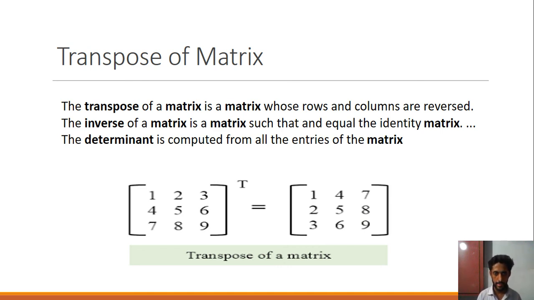You can see that in the example, 1, 2, 3, 4, 5, 6, 7, 8, 9 whole transpose, T is the sign of transpose, is equal to: now 1, 2, 3 is a row, it is converted into the column 1, 2, 3 here, and the other row 4, 5, 6 is converted into a column 4, 5, 6, and the row 7, 8, 9 is converted into the column 7, 8, 9. This is the transpose of a matrix.